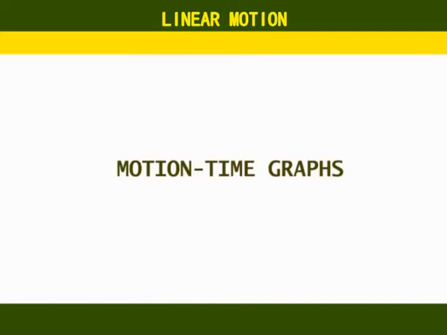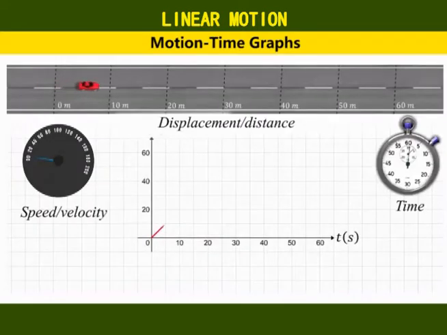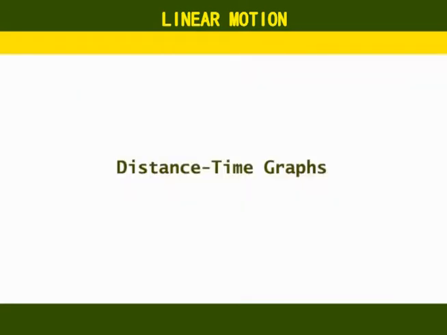Right, let's now move to motion time graphs. Now the variation of distance, displacement, speed and velocity over a given period of time can be plotted in a graph. Let's look at the common motion graphs. We start with distance time graphs. These graphs show how distance varies with time.